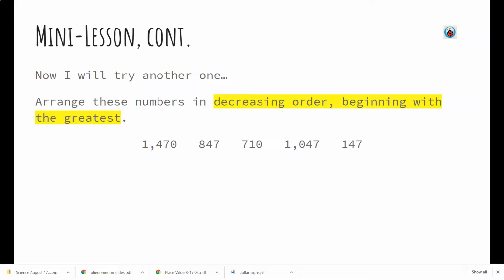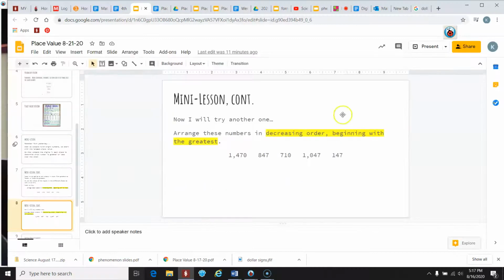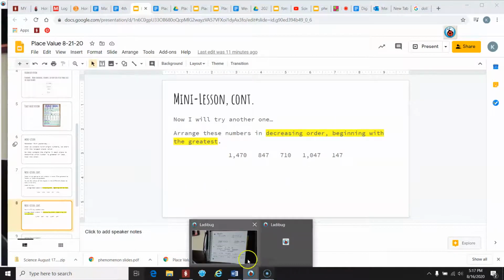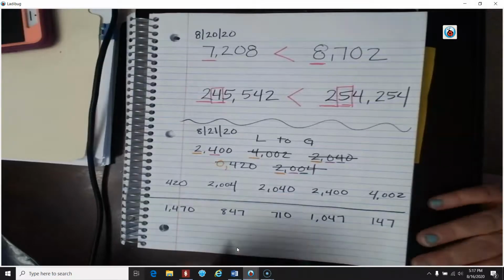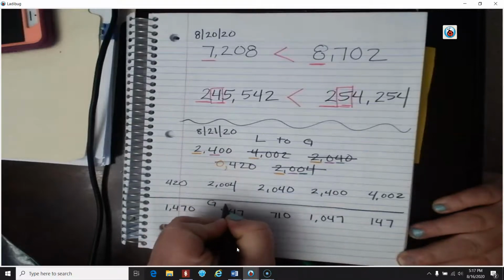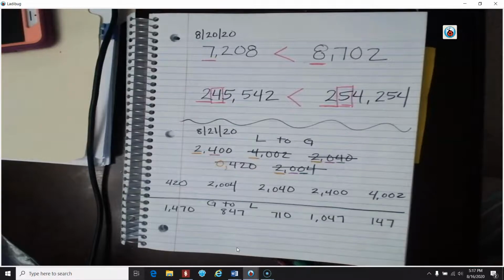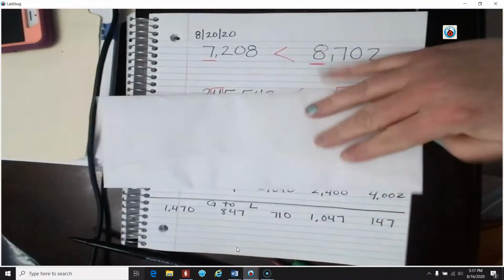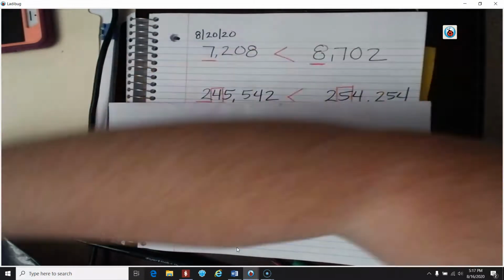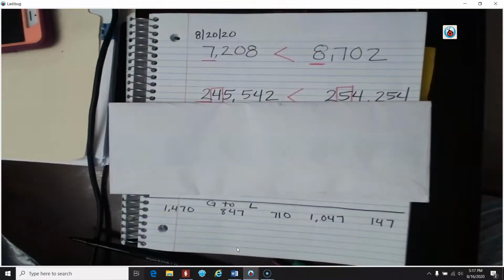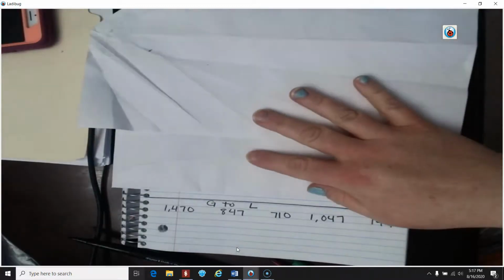If something is decreasing, it's going down. So we're going to begin with the greatest number and go down to the smallest number. So let's come back to my ladybug, and now I'm going to write G greatest to L least to help me remember. Okay, so just like before, I am going to start. Let me cover this stuff up so you can just see what we're working on right now.